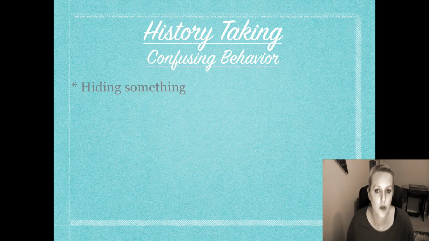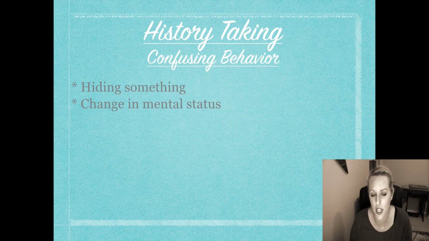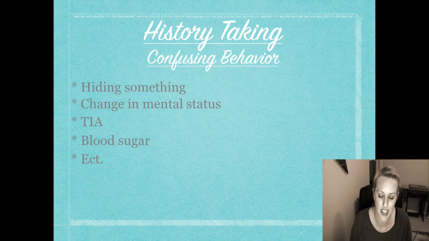Confusing behavior. So if your patient is doing something that's completely abnormal or lying to you about something that they have no reason to lie about, they may be hiding something. They may have a change in mental status. And with that, you may want to contact their family and ask if it's normal. They may be having a TIA, transient ischemic attack, a little mini stroke. We definitely need to check their blood sugar. Anything else that can really cause mental status issues.